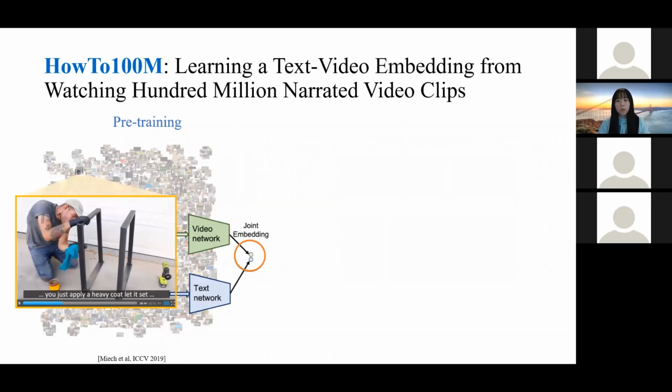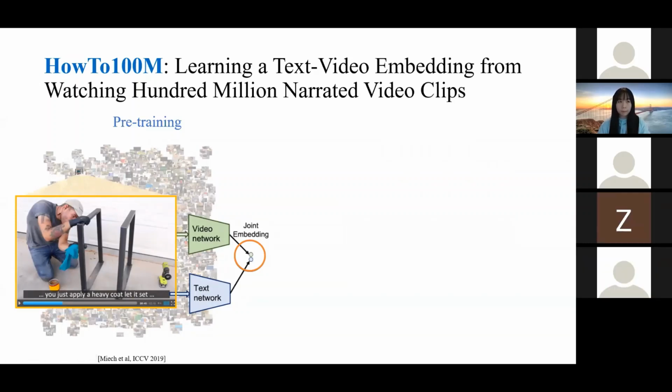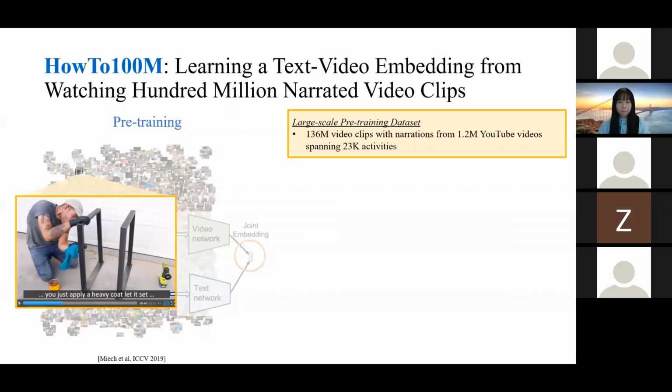In their paper, they not only presented a large-scale pre-training dataset, but also proposed a simple framework to learn joint video text embeddings. First, their large-scale pre-training dataset, known as HowTo100M, is cut into more than 100 million video clips spanning 23,000 activities across domains such as cooking, gardening, and fitness, and so on.